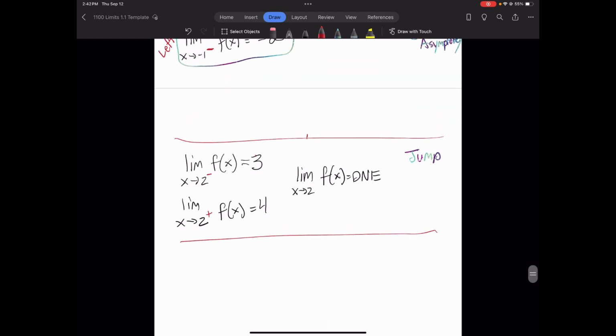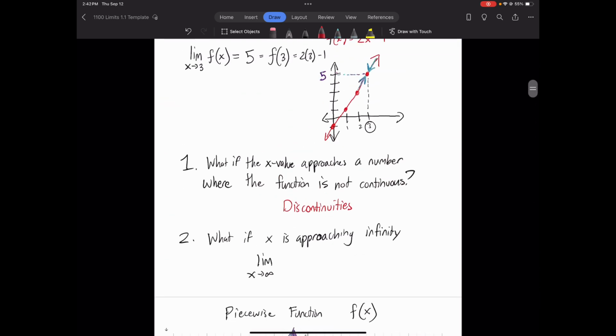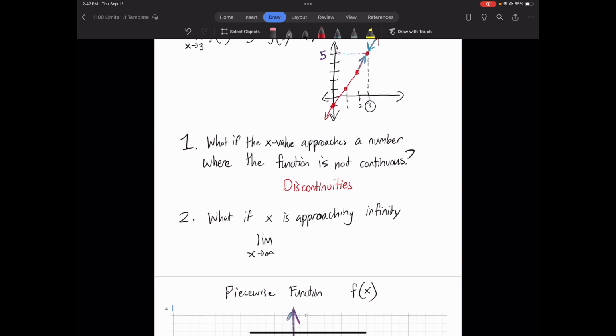And as we did, we looked at the 3 different types. So there's 3 different types of discontinuities that we work with. We work with holes, infinite discontinuities, and jumps. Well, we also talked about how limits are important for what happens to the function as it approaches infinity. Another name for this is end behavior. What's happening at the end of my graphs?